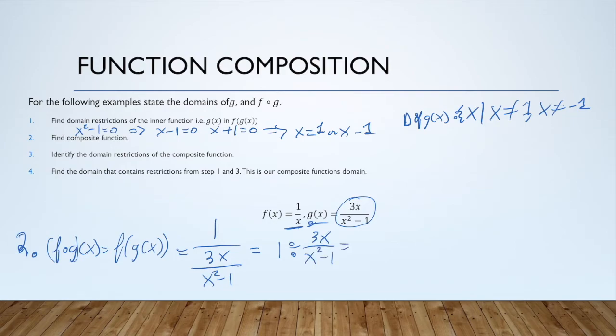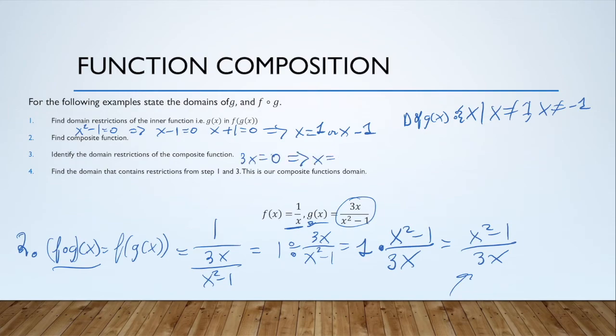When I divide fractions, I keep the first fraction the same, I change from division to multiplication, and I flip the second fraction. That's going to give me x squared minus 1 over 3x as my composite function. Well, what are the restrictions on this domain? Here I can't have 3x equal to 0, so the restriction on this domain is x is 0. So the domain can't contain 0.